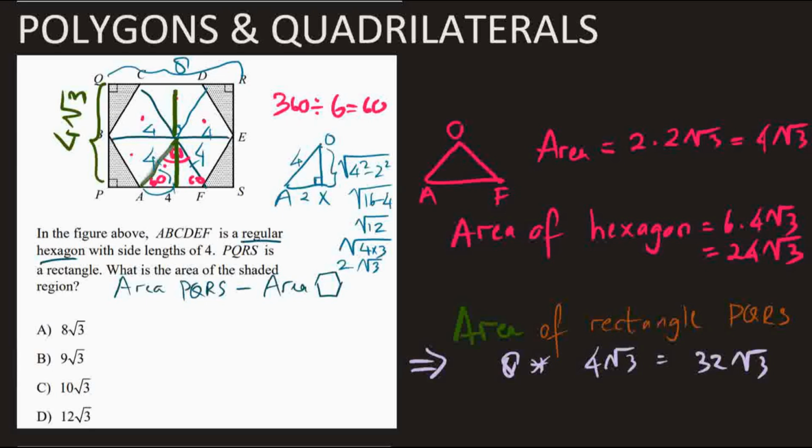Now we have to subtract. The area of PQRS is 32 square root of 3, minus the area of the hexagon, which is 24 square root of 3. So then we get 32 minus 24, which is 8 square root of 3.